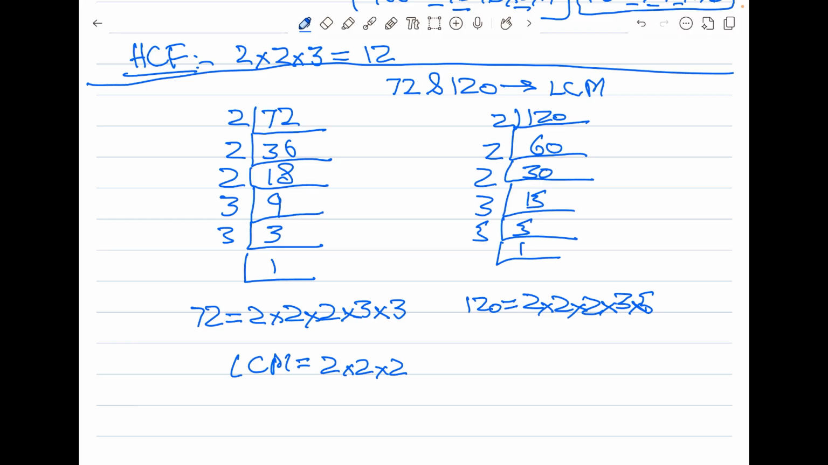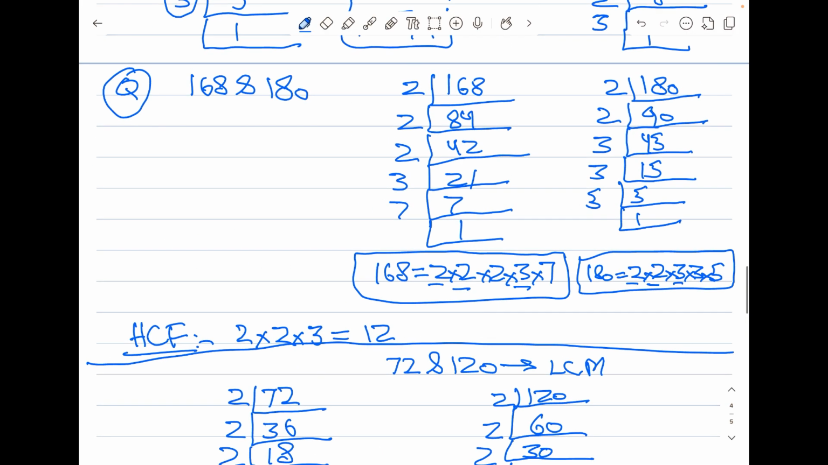But what about 3? In 120, 3 occurs only once, but in 72, it occurs twice. And we are going to choose the larger of the two sets, which is 3 by 3. So 3 by 3 goes over here. And finally, we're also going to look at the prime factors which are not common, in this case 5, and we're going to multiply it into the expression. So this will equal 360. So 360 is the LCM.